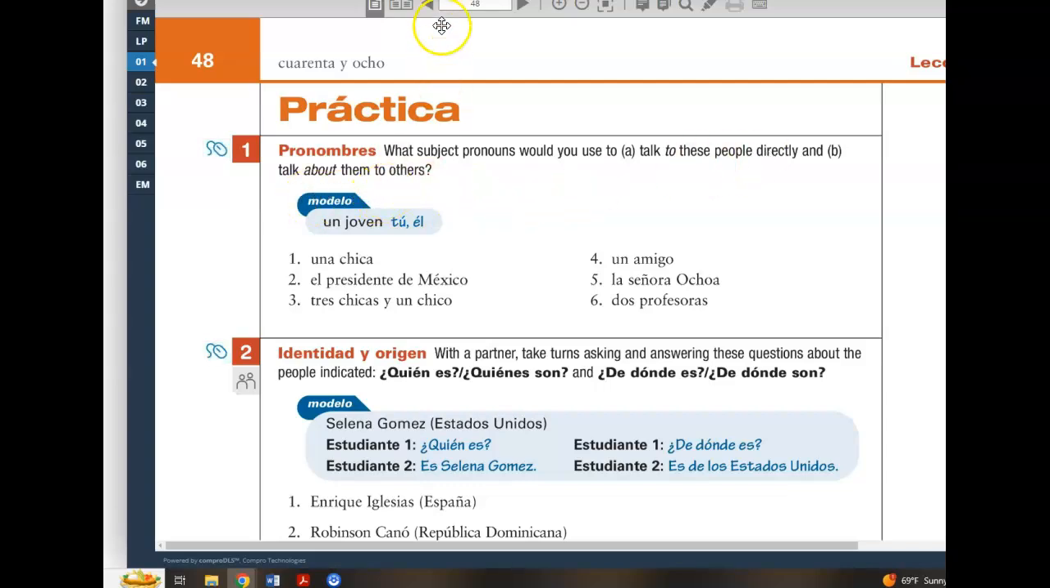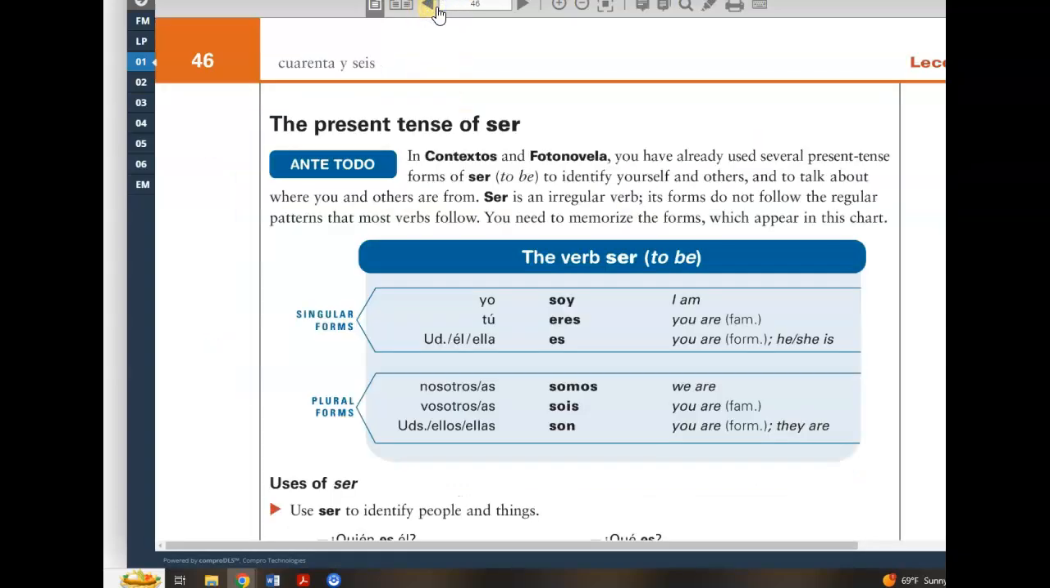To talk about someone, well, essentially everything else, right? Yo, to talk about yourself. Él or ella, to talk about him or her, he or she. Nosotros, to talk about us, we. And ellos or ellas, to talk about them, they.